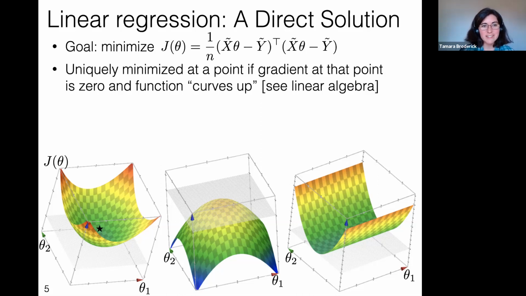There's a precise way to talk about this. If you take a linear algebra course, basically the idea is that the matrix of second derivatives is positive definite. But for the moment, let's just say it curves up. That's basically the intuition anyway, that this function curves up everywhere. Then there will be this unique global minimum. And we can sort of see that from these pictures.